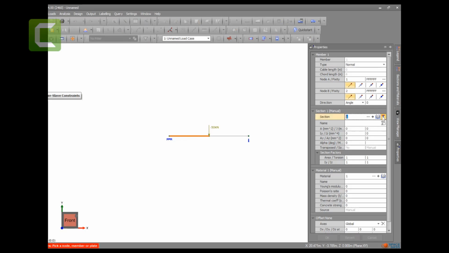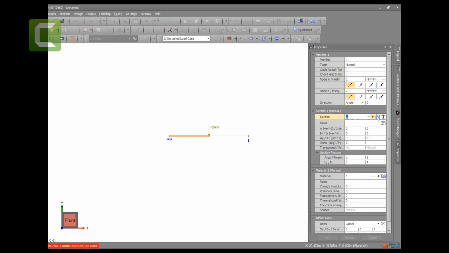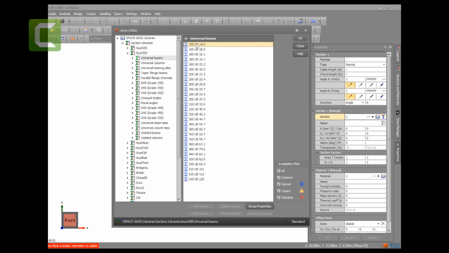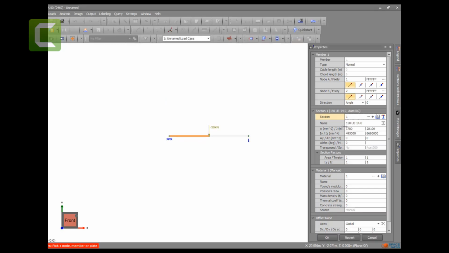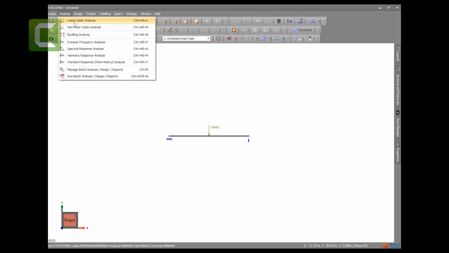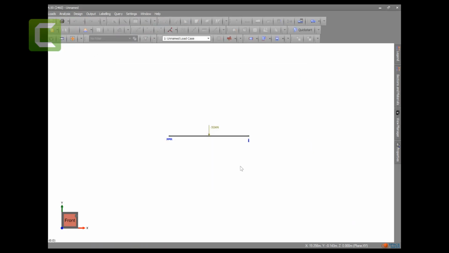Now we need to put those dummy material properties. You can put any dummy one like a universal beam, or just from this library. Let's put 150 universal beam. Hit OK, and whatever you put here will not affect the answers. Let's put Young's modulus for steel 200,000. This again is not going to affect the answers. So analysis, we have everything. Linear static analysis. Hit OK.